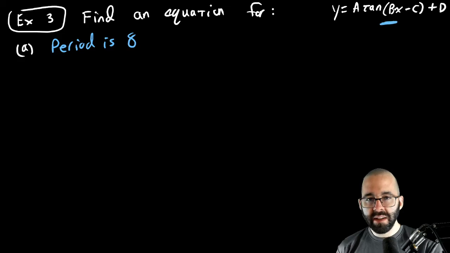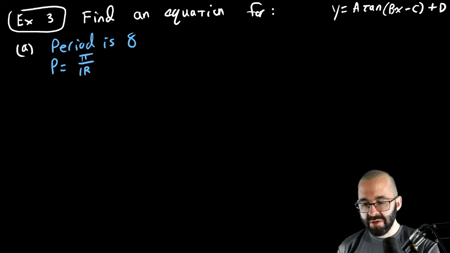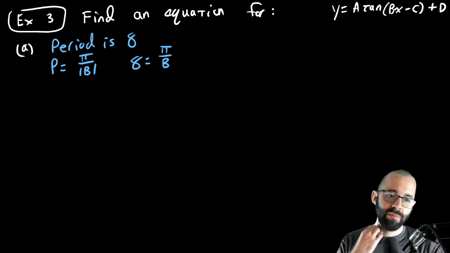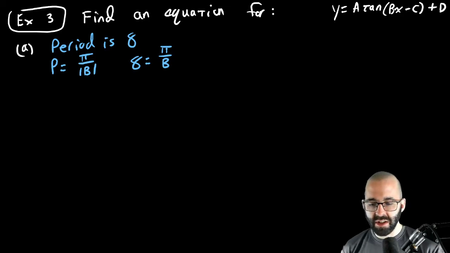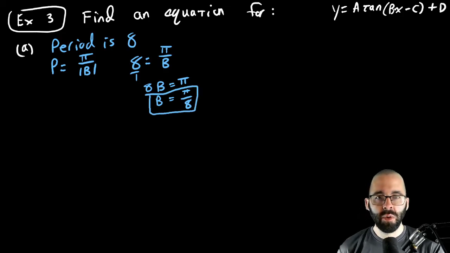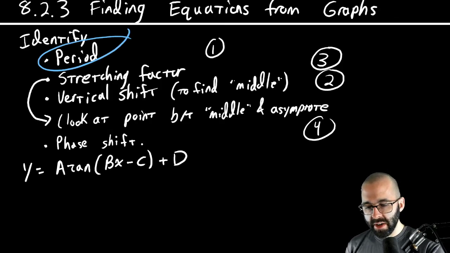But remember, b is not equal to the period. The period is pi divided by the absolute value of b. So 8 is the period, is pi over b. And we're not really gonna deal with many negative b's in this class. So we're just gonna look for positive b's. We can cross multiply, and that's gonna give us 8b equals pi, or b is pi over 8. Good. That's part of our answer. We now know our b value. All right. So we did step 1.